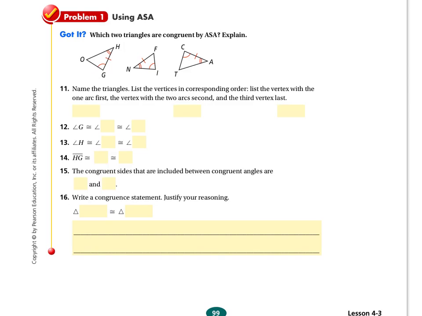Well, number 12, we know that angle G is congruent to angle I and angle C. Number 13, we know that angle H is congruent to angle N and angle A. And in 14, we know that segment HG is congruent to segment NI and segment AC.